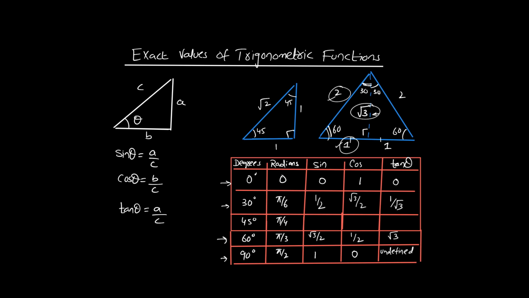Similarly for 45, you can draw a right angle triangle having this angle as 45, this angle is 45 and this angle is 90 with lengths of 1 and 1. So using Pythagoras theorem, this would be root 2. So sine of 45 is 1 over root 2. Cos of 45 is also 1 over root 2. And tan of 45 is 1. You can confirm these values from the calculator as well.